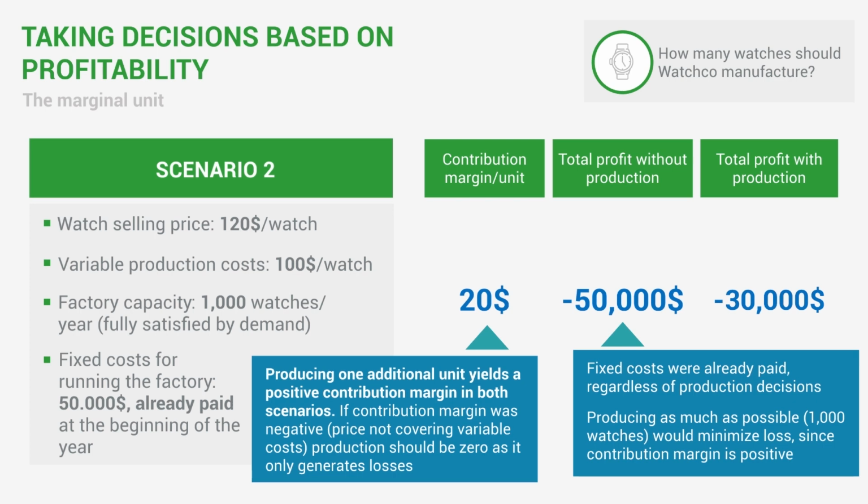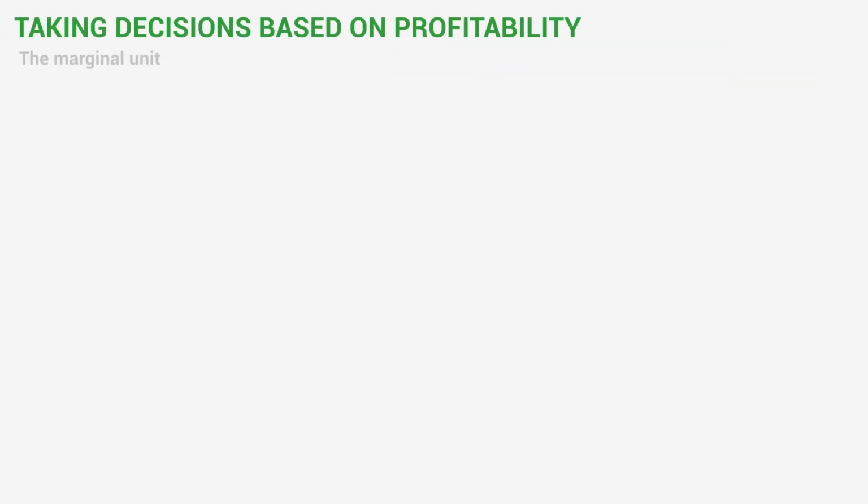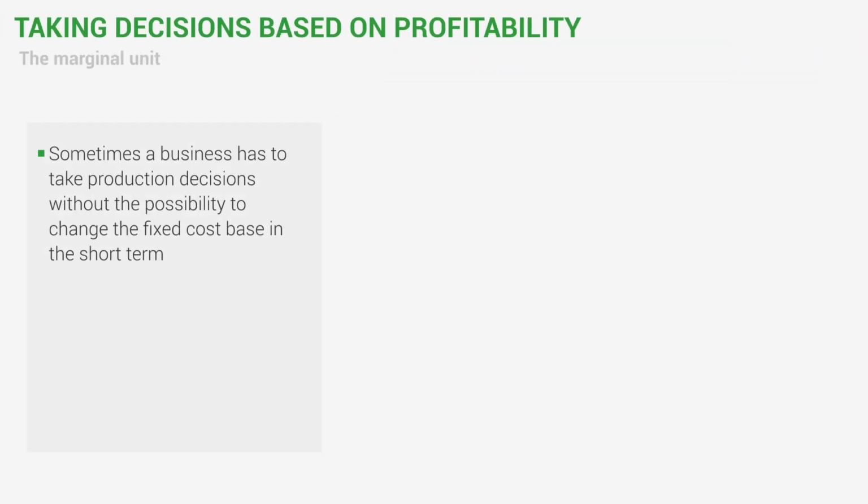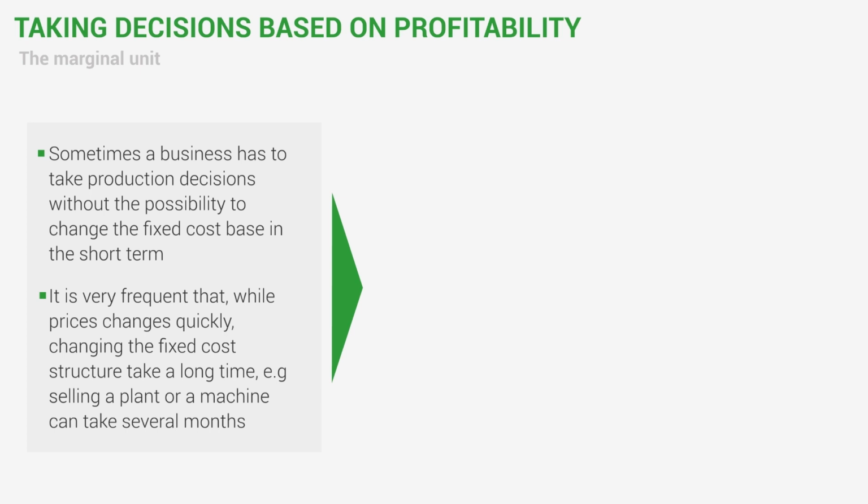The Watchco example answered the crucial question implicit in production problems. What is the effect of producing one additional unit on profit? Often, companies will have to make decisions about production without the possibility of changing the fixed cost base in the short term. This will be the case because, whilst the price commanded by products in the market might change quickly, the fixed cost structure of the business might take a long time to change. For example, selling a plant or buying a new machine can take several months.